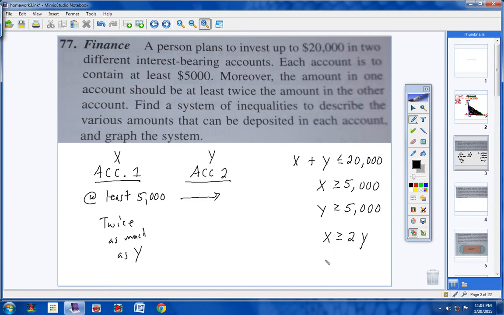Now, common sense constraints. Well, we could put X is greater than 0 and Y is greater than 0, that's fine, but you don't need to. We already said X is greater than or equal to 5,000, and Y is greater than or equal to 5,000, so we know X and Y are already greater than 0 based on these two constraints. Sometimes you'll need common sense constraints and sometimes you won't. So we do not need those constraints. Not too difficult at all.